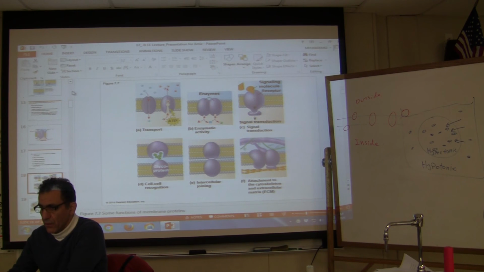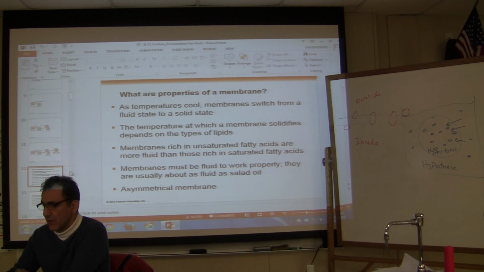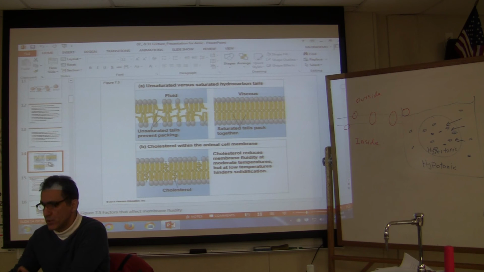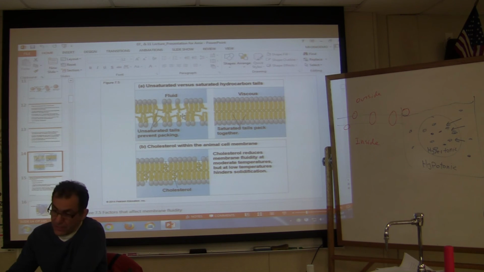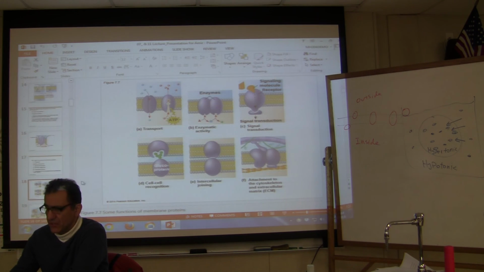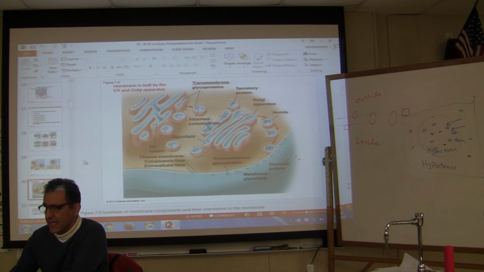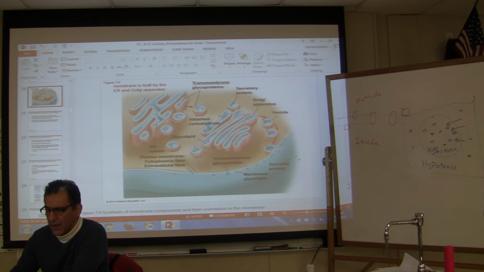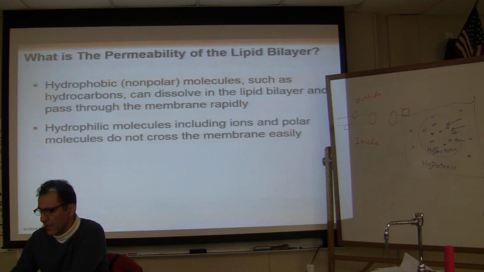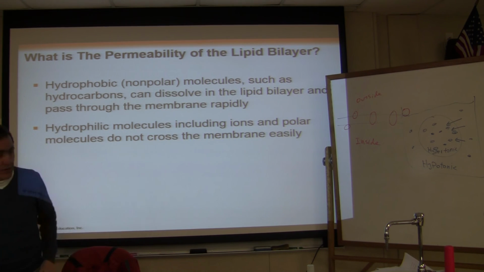Okay, so we left off last time talking about these things. What are the properties of membrane? We talked that if there is an unsaturated fatty acid, that cell membrane is more porous. And then we talked about 6 major functions of membrane proteins, and you saw a video about HIV, and then we talked about membrane built by endoplasmic reticulum and Golgi apparatus. I believe this is where we stopped, but let's go over these quickly.